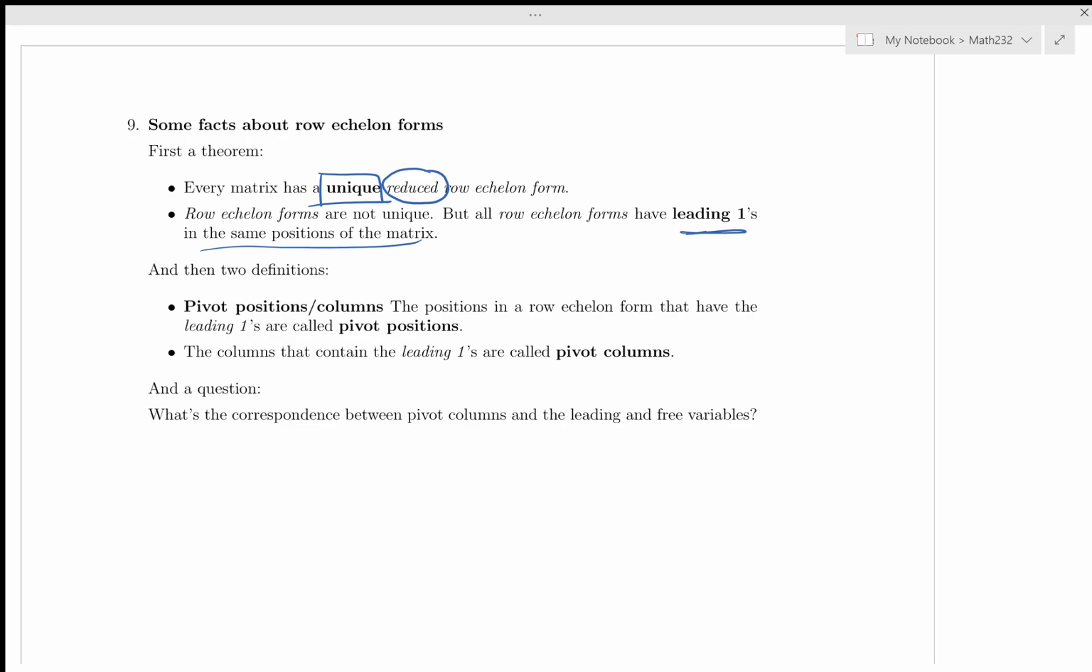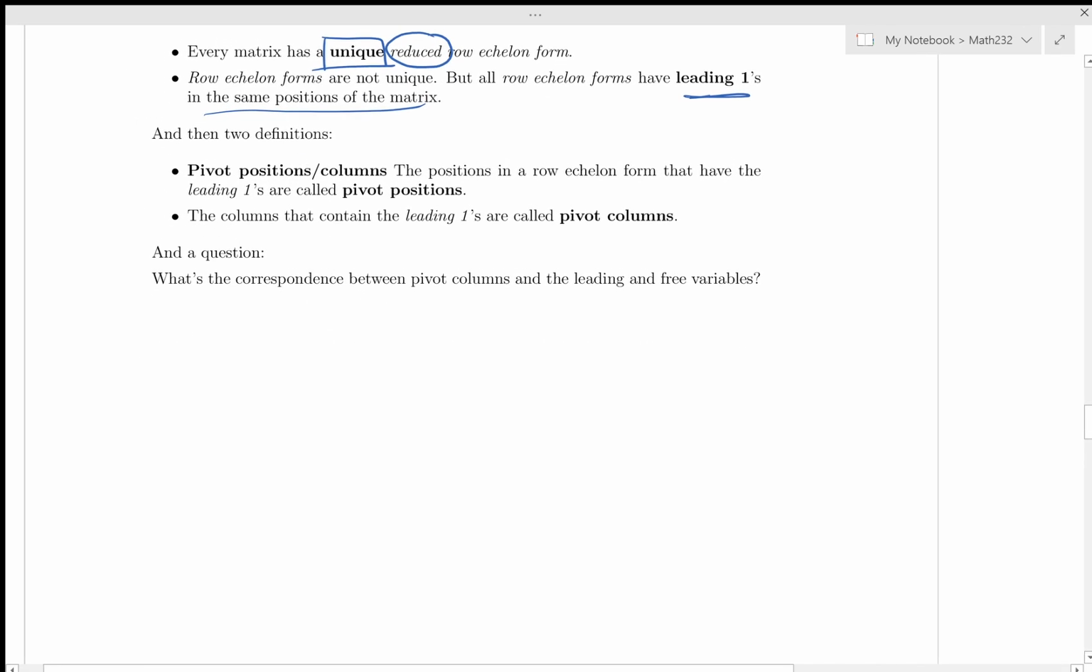Then we're going to have a couple more definitions: a pivot position and a pivot column. The pivot positions are where the leading ones are, and the pivot columns are the columns that contain those leading ones.